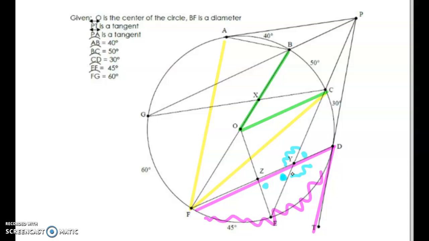You do want to kind of look at it. What do you know? Do you have triangles? Is it inscribed? Was it created inside? Is it a central angle? Was it created outside?